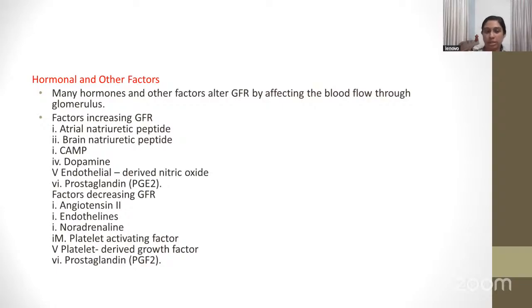Okay, ANP, BNP, cyclic AMP, dopamine, endothelium-derived nitric oxide, that will cause the vasodilatation. Okay, prostaglandin PGE2. This all increases the GFR, and decreasing things are angiotensin 2, endothelins, noradrenaline, platelet activating factor, platelet-derived growth factor, prostaglandin F2. Okay. So these are the hormones which are affecting the GFR.